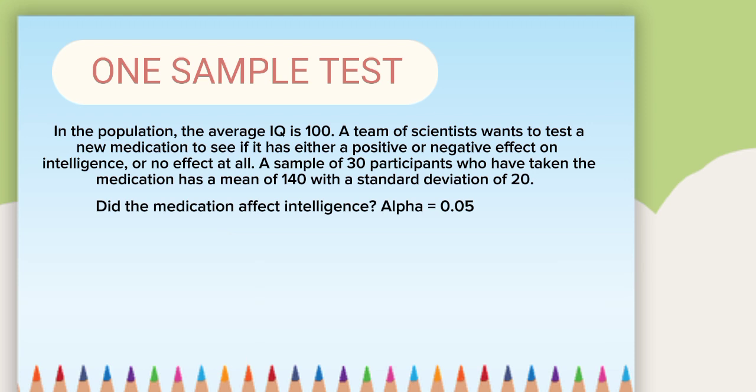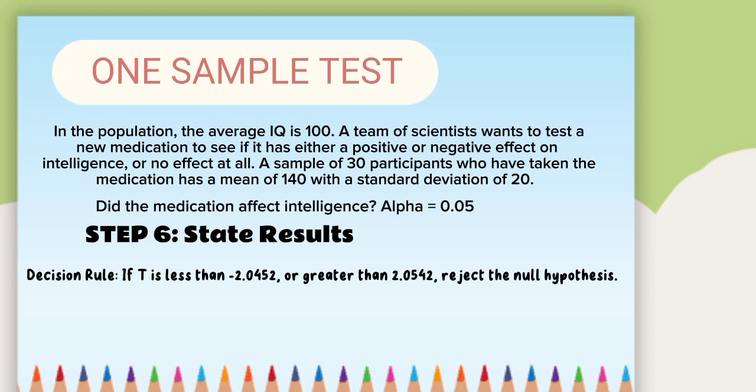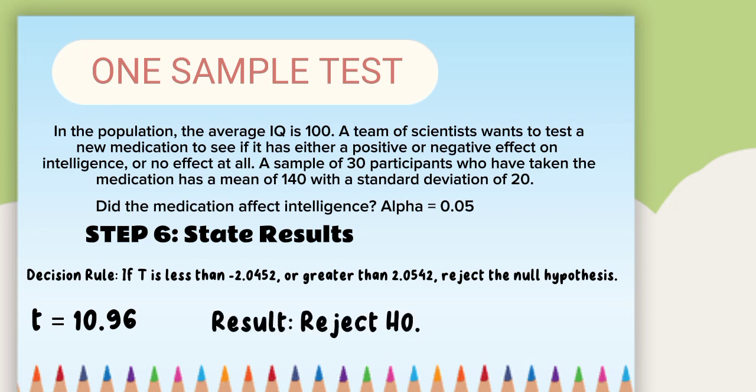Next step is for us to state our result. Now remember, our decision rule was if t was less than negative 2.0452 or greater than positive 2.0452, we're going to reject the null hypothesis, and we found a t of 10.96. 10.96 is greater than 2.0452, so we're going to reject H0. We're going to reject the null hypothesis.